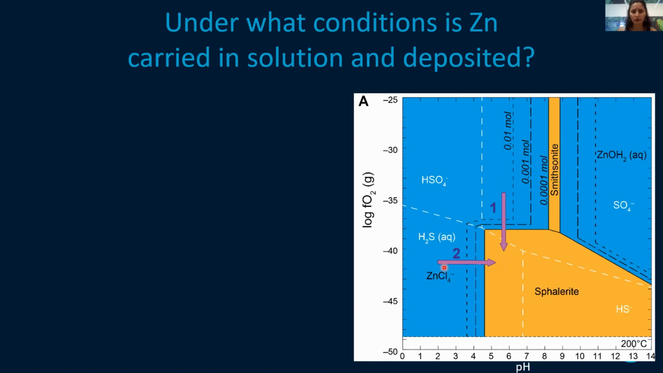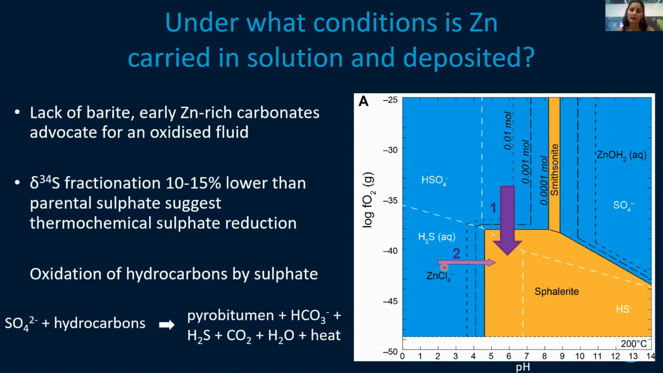In regards to Century, there is a lack of barite, there is early zinc-rich carbonate, which both advocate for an oxidized fluid. And that is because barite, now I don't have it here, but I can show you later on if you're interested, barite is insoluble in oxidized environment and therefore cannot be carried in a fluid, whereas in acidic reduced fluid, barite is soluble, can be carried in the fluid, and as a pH increase, it can then be deposited.